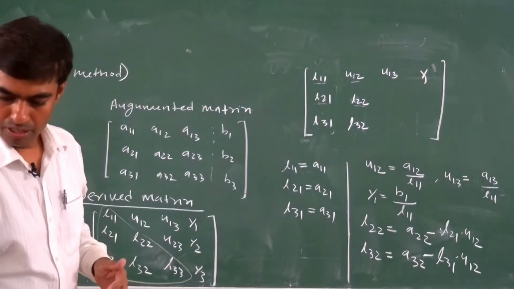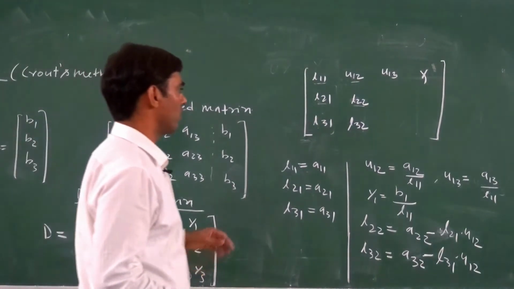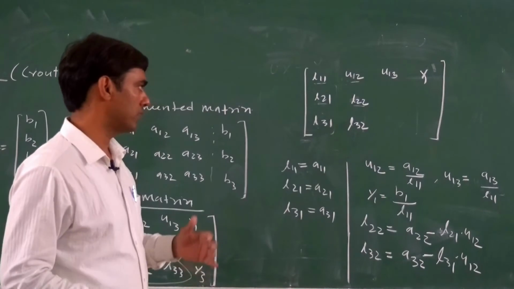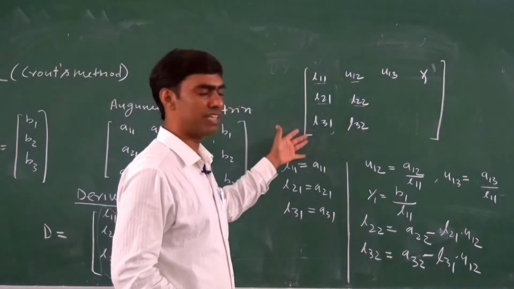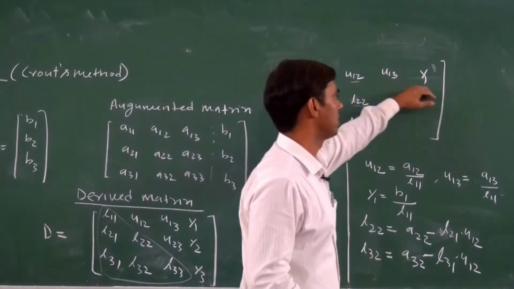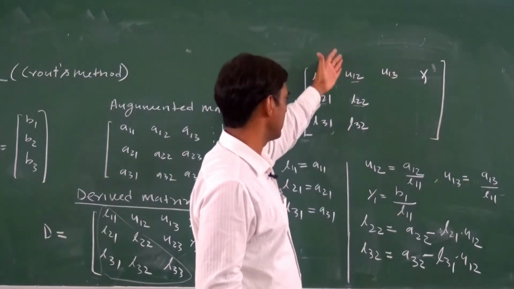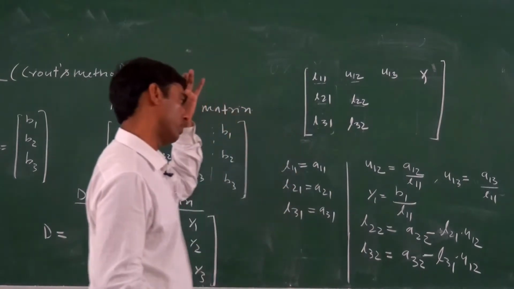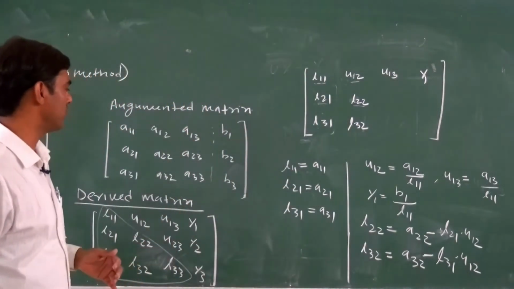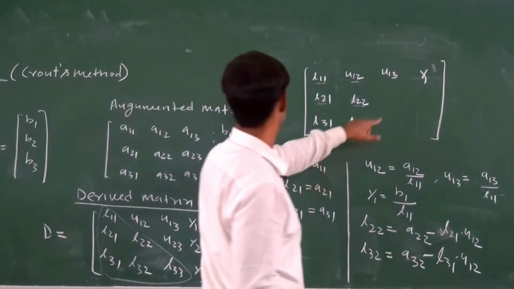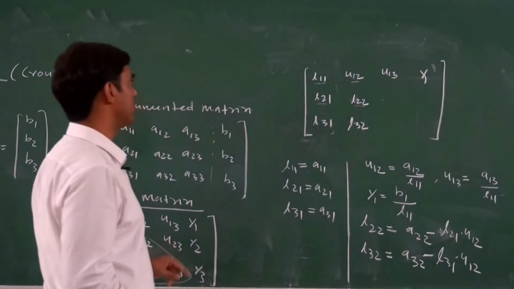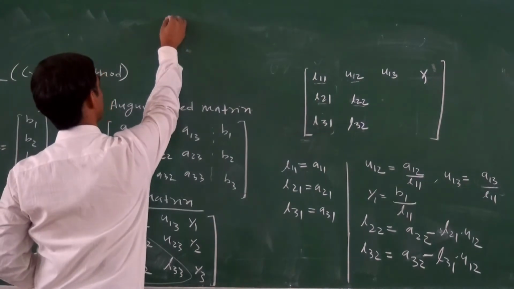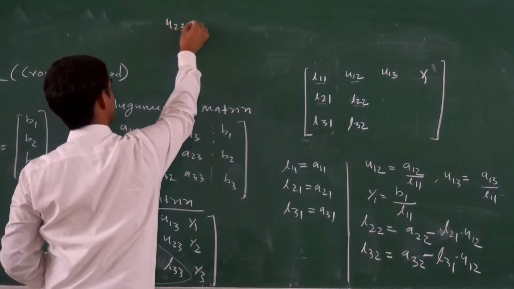Now we try to find the remaining values of the second row. What is the procedure? First we find the element of the first column, then the remaining elements of the first row, then the element of the second column, and the remaining elements of the second row. So what is the next value? How do we find the value of the next value U23? U23 equals what?